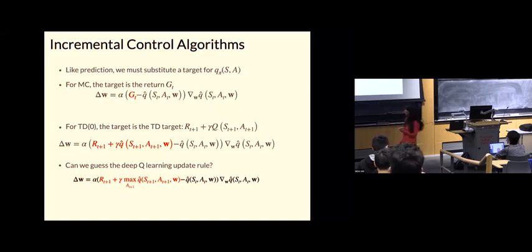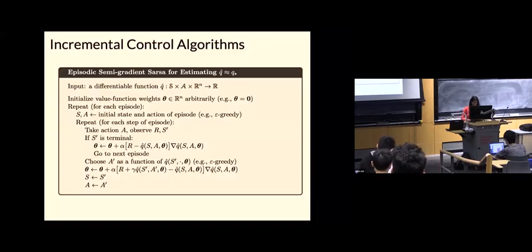So in the previous slide, when you said choose A prime as a function of Q, for example, is that being taken from the trajectory, or is that something that we select?